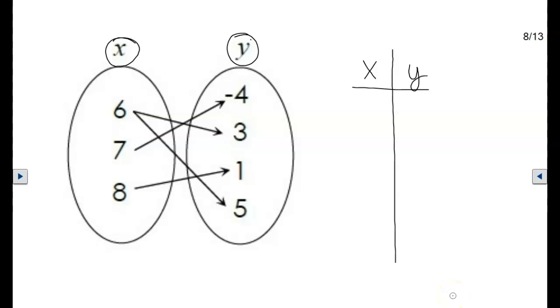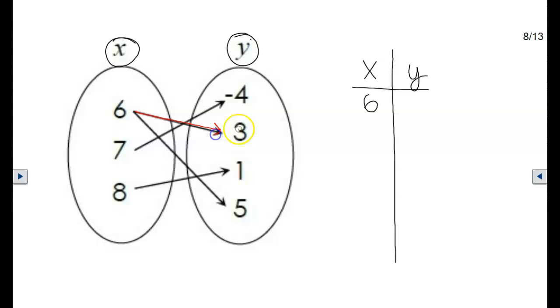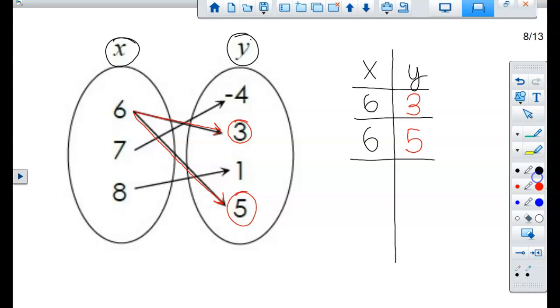All right? Your first x value is a 6. So I'm going to put a 6 here in that x column. And then I'm going to look for what he connects to. Well, the first thing I see is that 6 connects with 3. So if an x value is 6, then a y value would be 3. But I notice that's not all. I also notice that there's another arrow showing me that 6 connects with 5. So I would put a 5 over here in that y column, and the x there would have to be a 6. So 6, 3 would be one connection, and 6, 5 would be another.